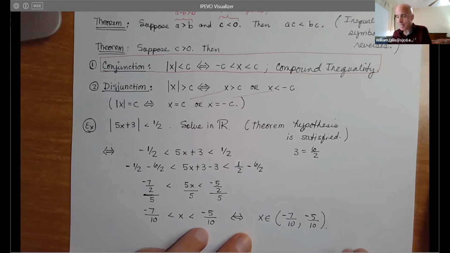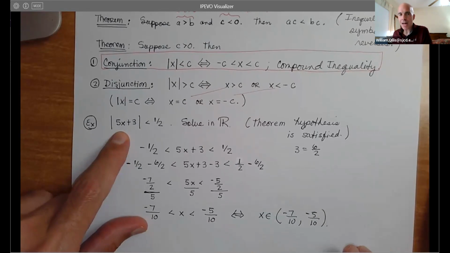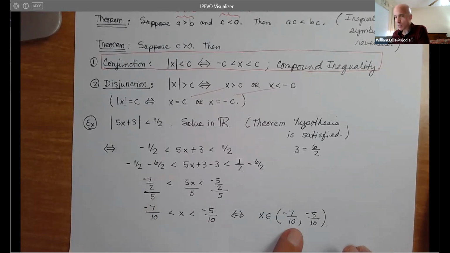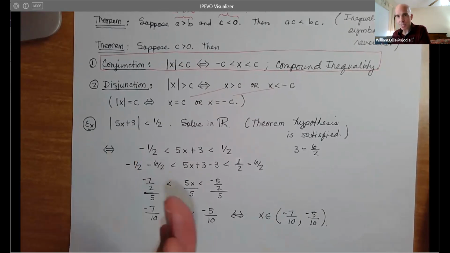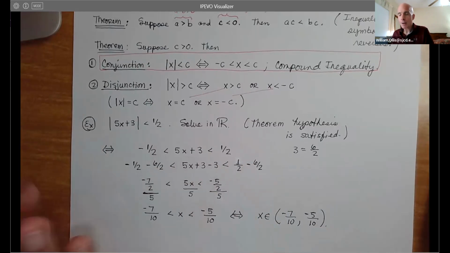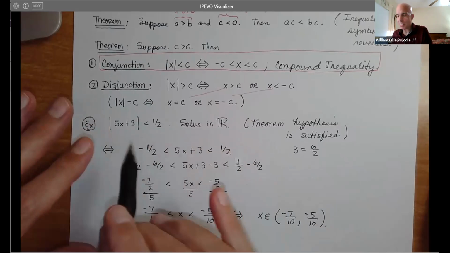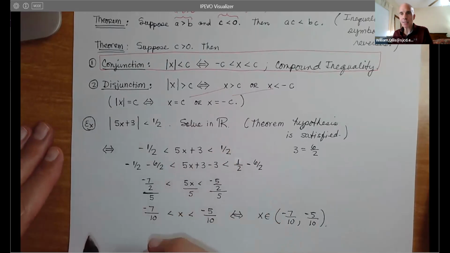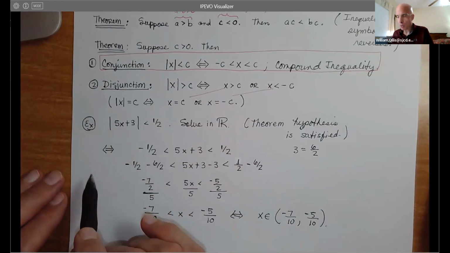So if indeed the absolute value of 5x plus 3 is less than 1/2, then x must live in this particular interval. That is, these x's satisfy this, and of course, any x's outside the interval do not. So this is a way we can actually deal with absolute value and the inequality with the conjunction, okay?